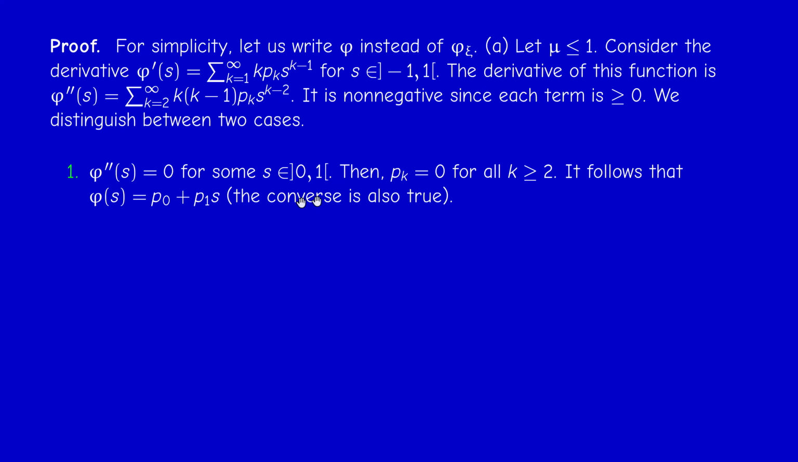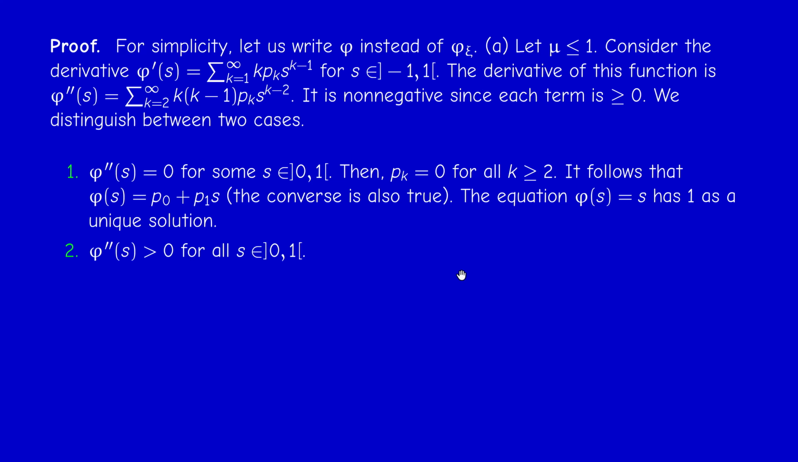Okay, and by the way, the converse is true. If phi of s is of this form, then phi double prime is 0, as you may check, because it's linear. And now it's very easy to solve the equation p0 plus p1 s equals s, right? The solution is s equals 1. If you solve the equation p0 plus p1 s equals s, you'll get s equals 1.